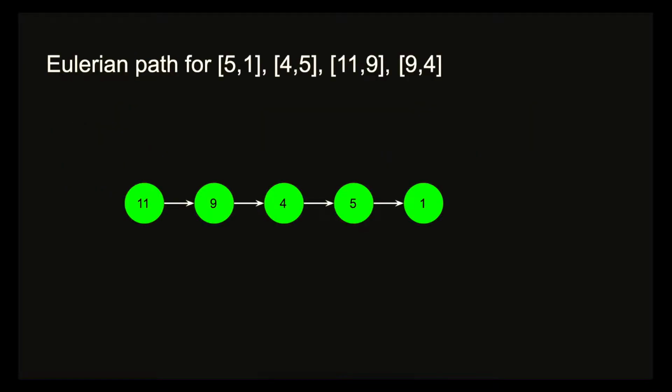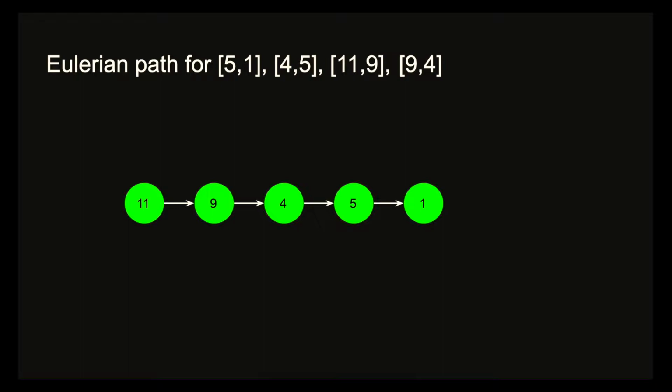So here's the Eulerian path for the example we just discussed. Once we form this path, we can simply recreate the pairs by combining the numbers as follows. Firstly, we'll create a pair with 11 and 9. Next, we'll create a pair with 9 and 4. And then 4 and 5 and 5 and 1. And this way we will get the valid arrangement of pairs.